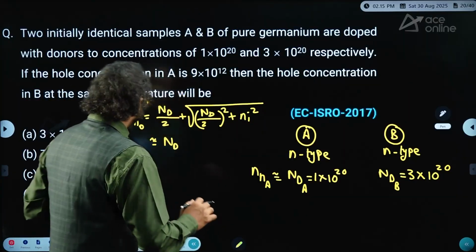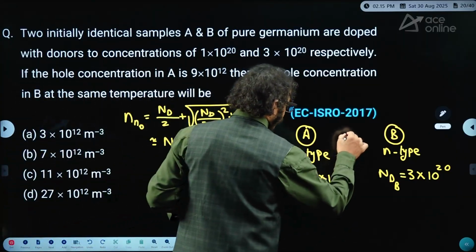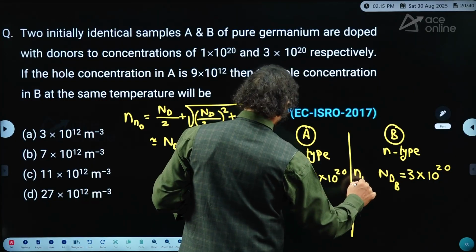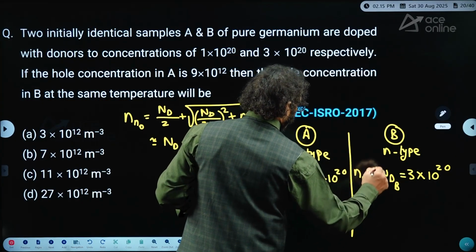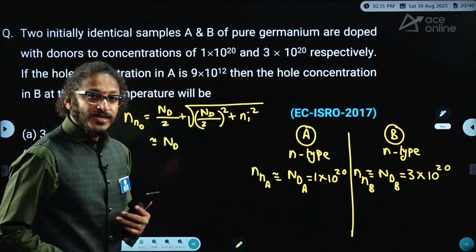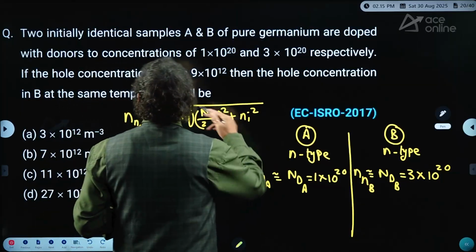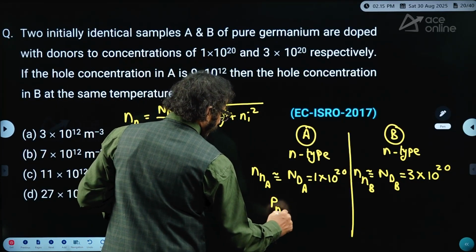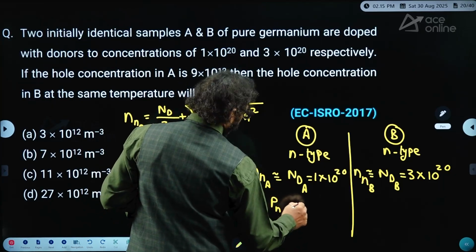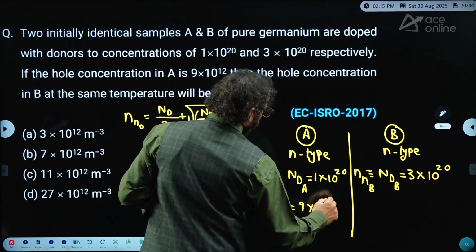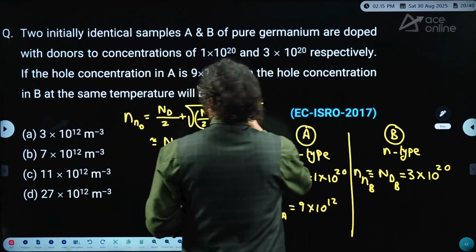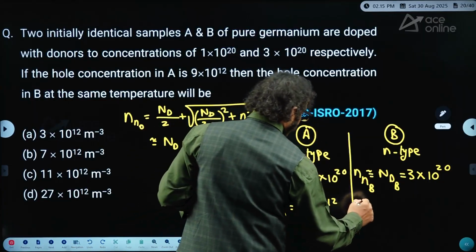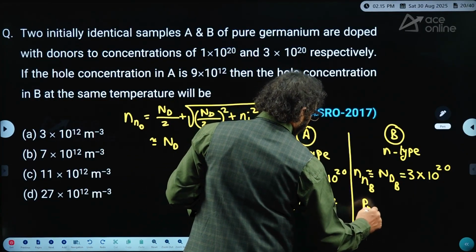Okay, dear students. In a similar way, even here I can take NNB approximately. Now, the examiner has given the whole concentration in A. That means PNA is 9 into 10 power 12 units. Now he is asking, at the same temperature, what is PNB?